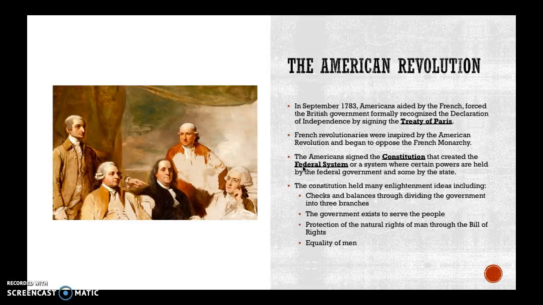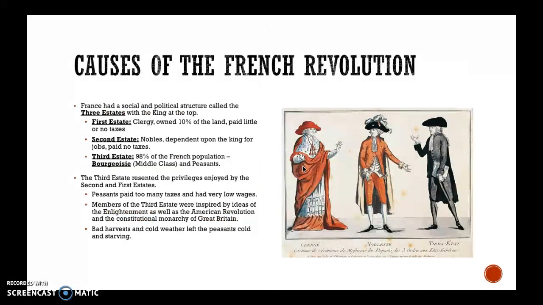These French revolutionaries were super inspired by the American Revolution, and they thought, well, if they overthrew their monarch, why can't we? The Americans signed the Constitution, created the federal system where the federal government, or the centralized power, came in, and this Constitution included a lot of the Enlightenment ideas: checks and balances, that government exists to serve the people, protection of natural rights, equality of men. And so the American Revolution had a major effect on the French, and thus the French Revolution began.